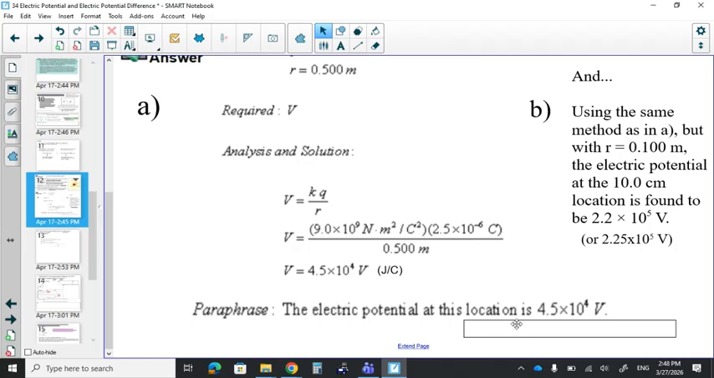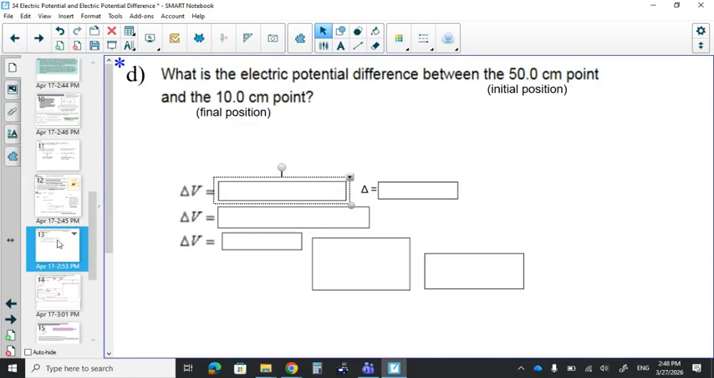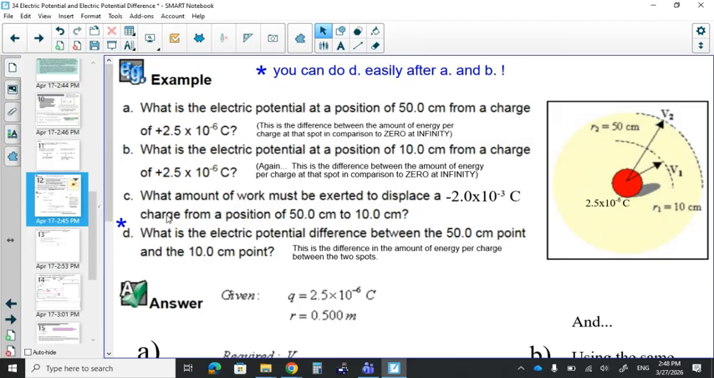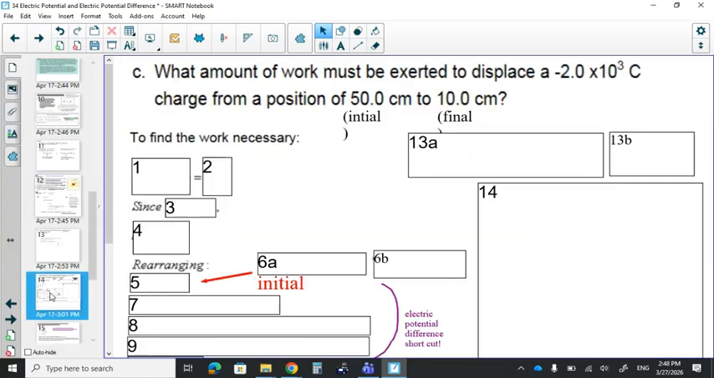So long story short, let's get there. We got the 4.5 and the 2.25, and so part D would be just what's the difference between those. Part D is just what's the electric potential difference, so you would just find the difference between them.